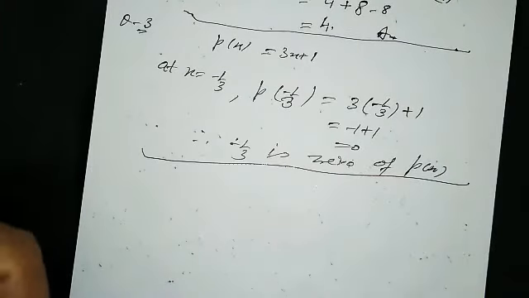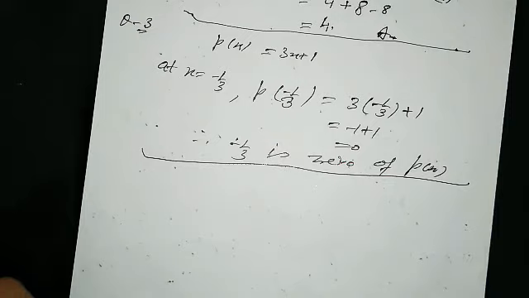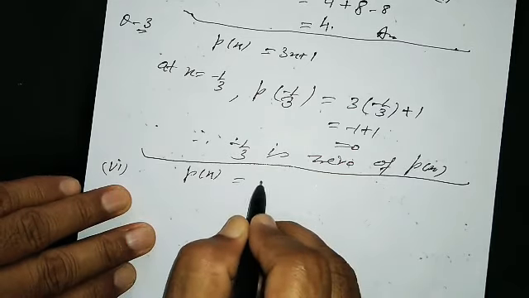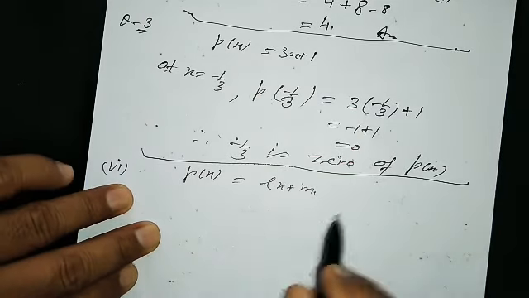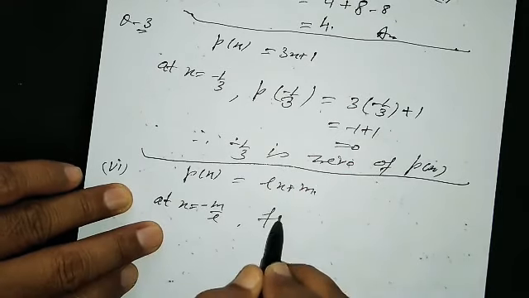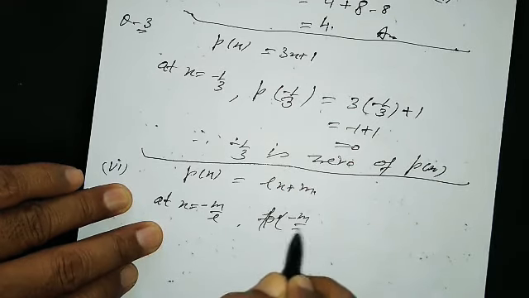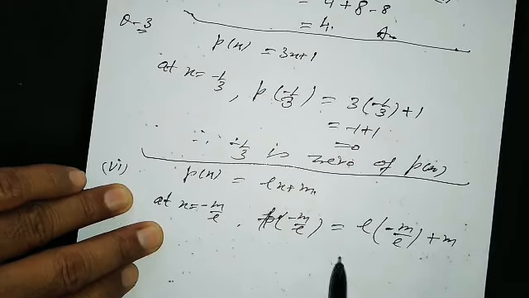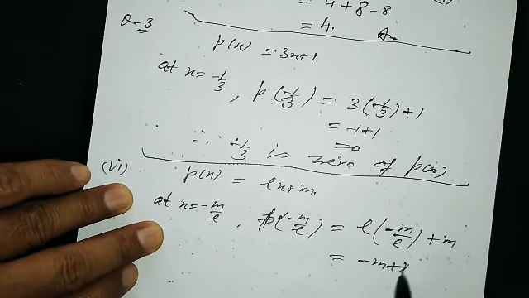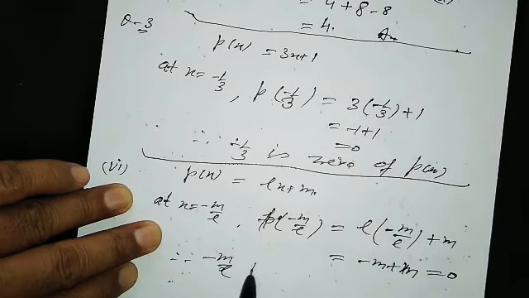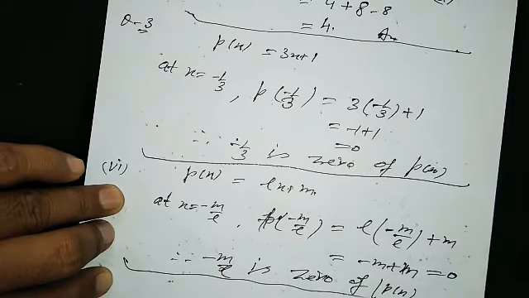So we have to check whether the given value is a zero of the polynomial or not. I will take another one, the sixth part, p(x) = lx + m, and we have to check at x = -m/l. So put this value in the polynomial in place of x, and you see it is 0, so -m/l is a zero of p(x), right? Very easy.